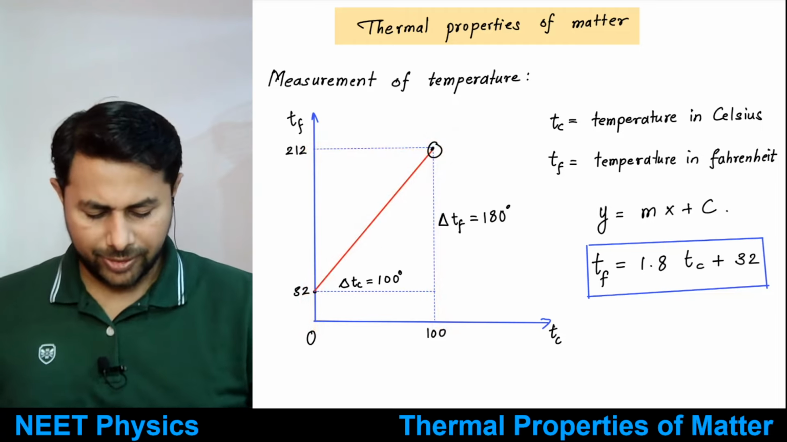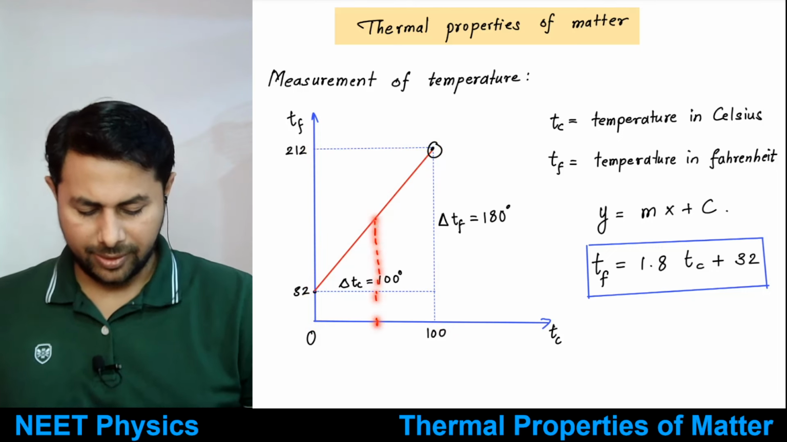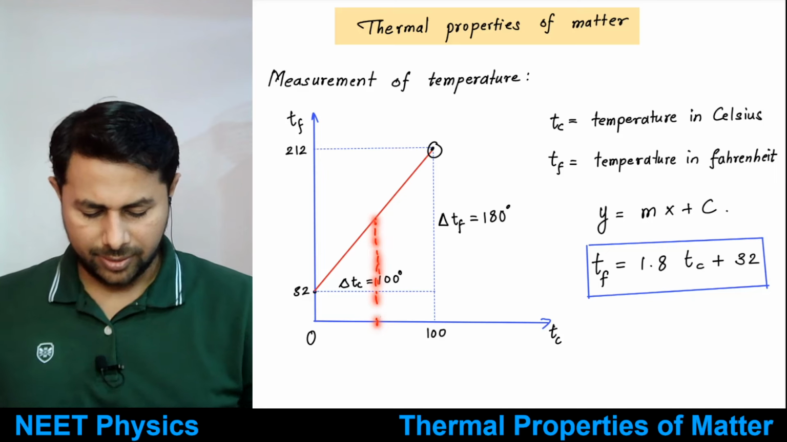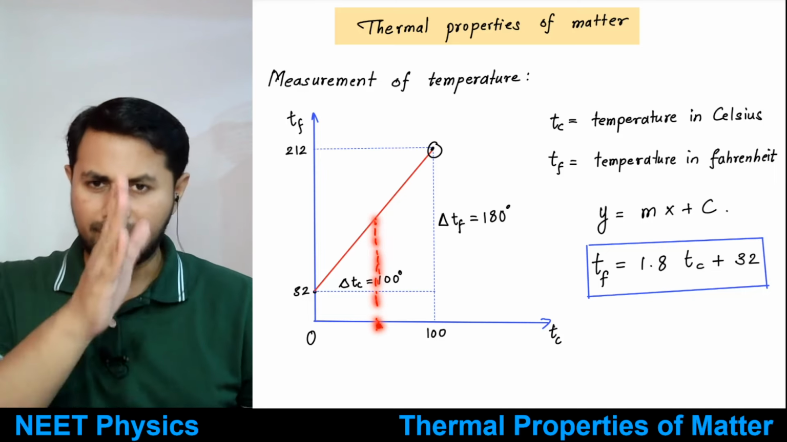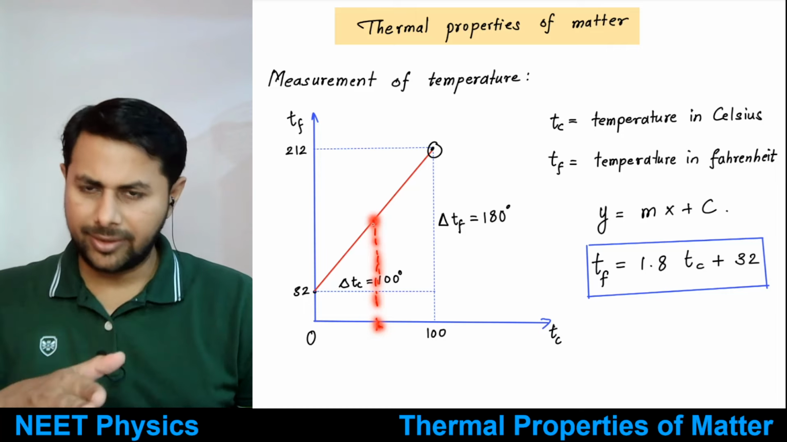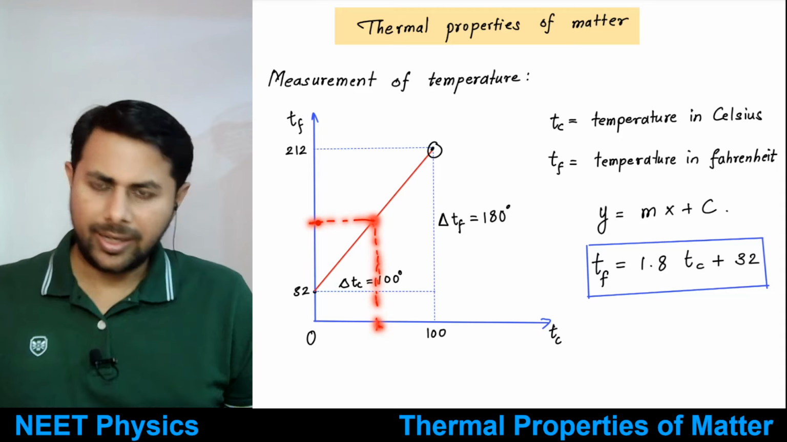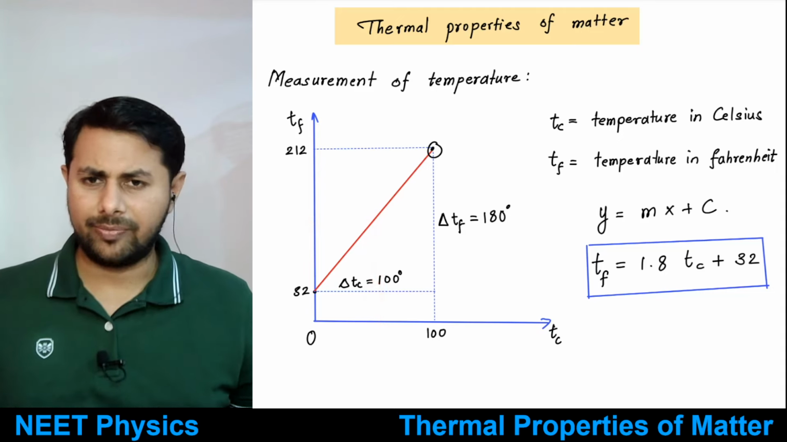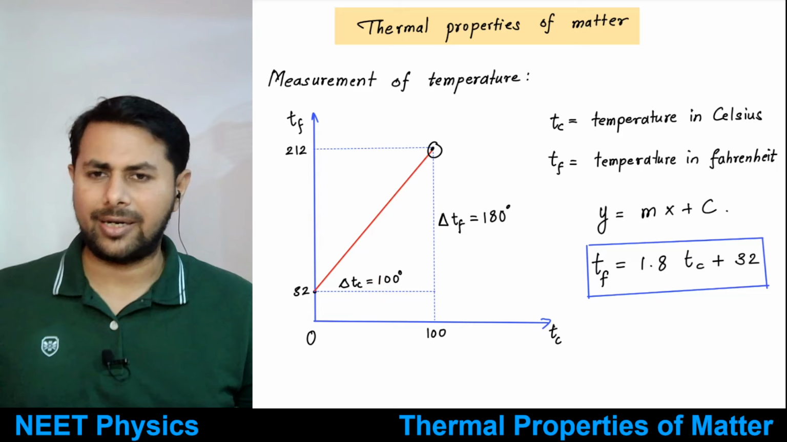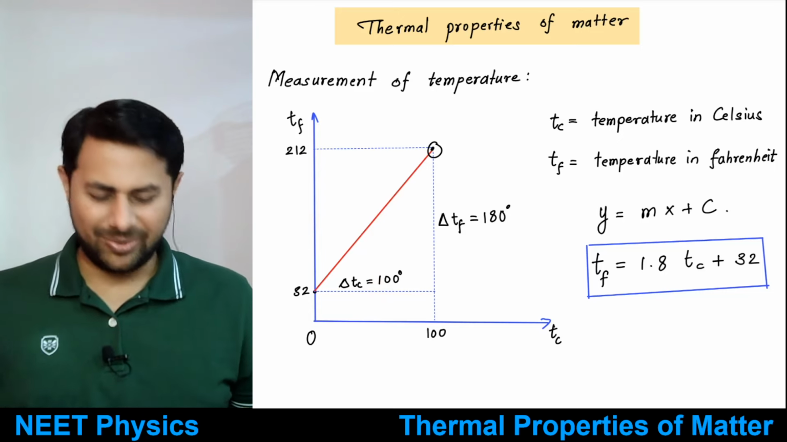Then suppose the temperature is 50. Now you draw a perpendicular starting from 50 to the x-axis or Celsius axis, you can say. It meets the graph at this point, and then from there you draw a perpendicular on the Fahrenheit axis and you will get the temperature on the Fahrenheit axis or in the Fahrenheit scale, right? But we are not going to do that every time.